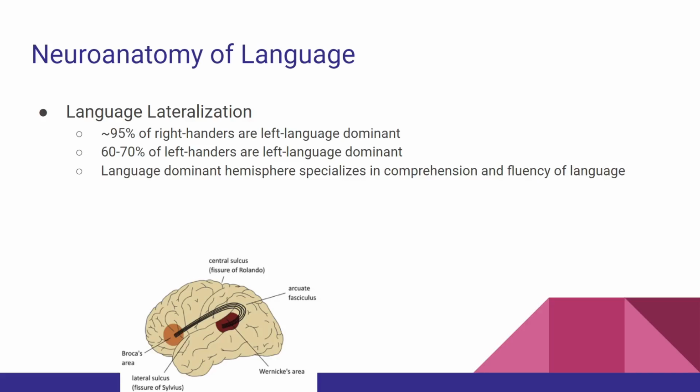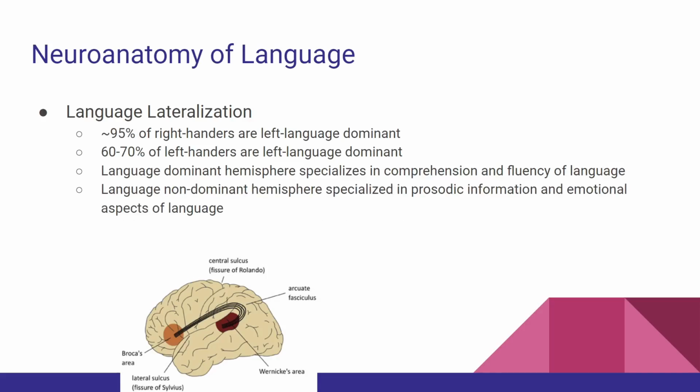The language dominant hemisphere specializes in comprehension of language as well as producing fluent speech, whereas the non-dominant hemisphere tends to be specialized in what's called prosodic information and emotional aspects of information. Prosody tends to involve things like rhythm, intonation, and how syllables within a word are stressed as we speak. And both hemispheres coordinate our speech via connections through the corpus callosum.